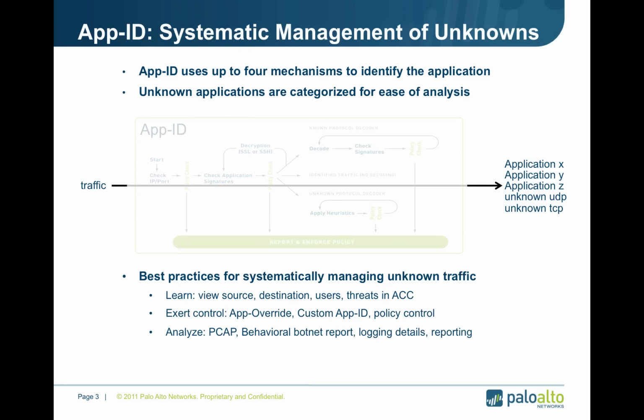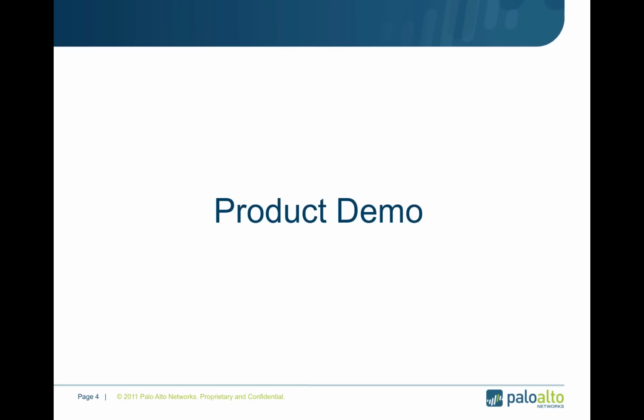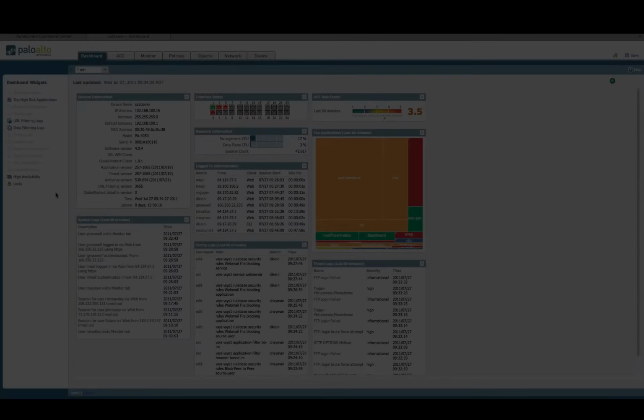You can use elements such as application override, create a custom AppID and policy control mechanisms to exert the appropriate controls. You can also use the packet capture, the behavioral botnet report, logging details, and reporting details to further analyze the traffic. So now let's jump into the product demo and take a look at how Palo Alto Networks can help system administrators systematically manage unknown traffic.